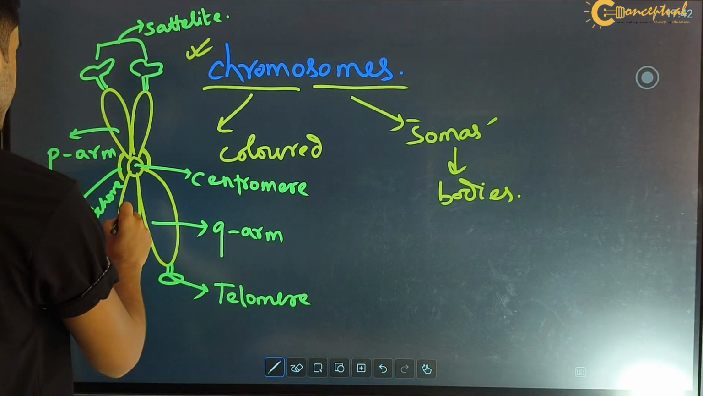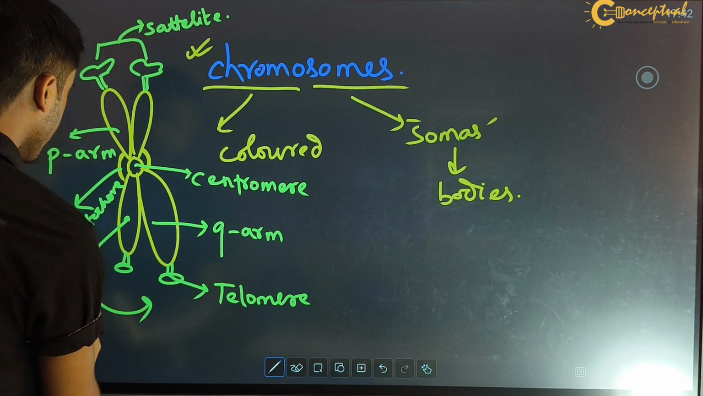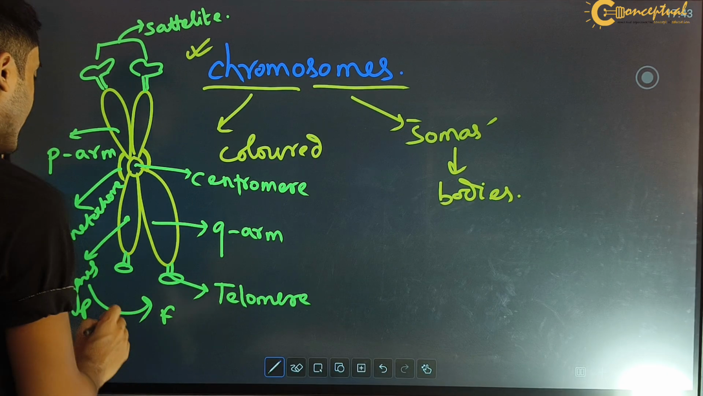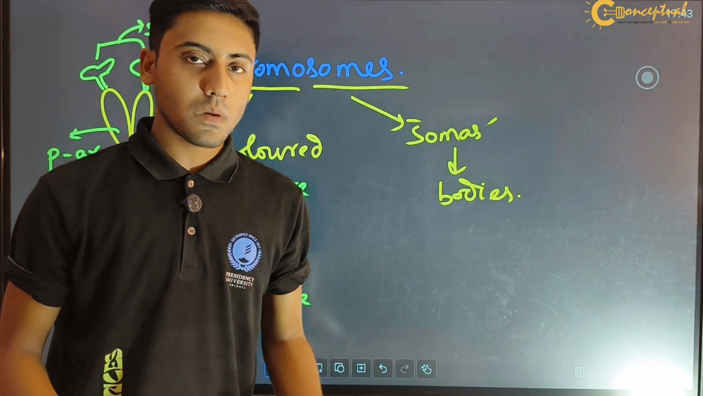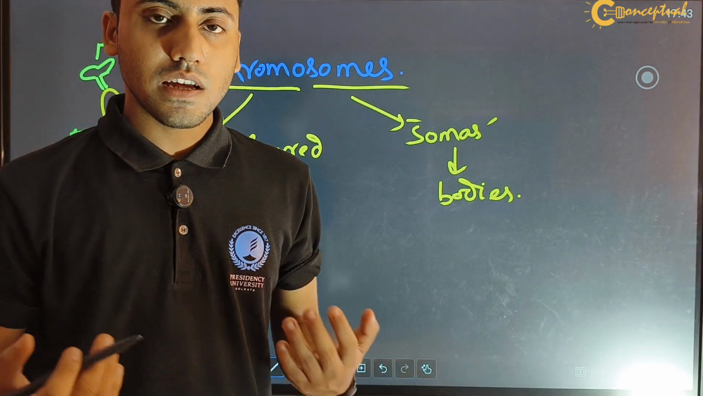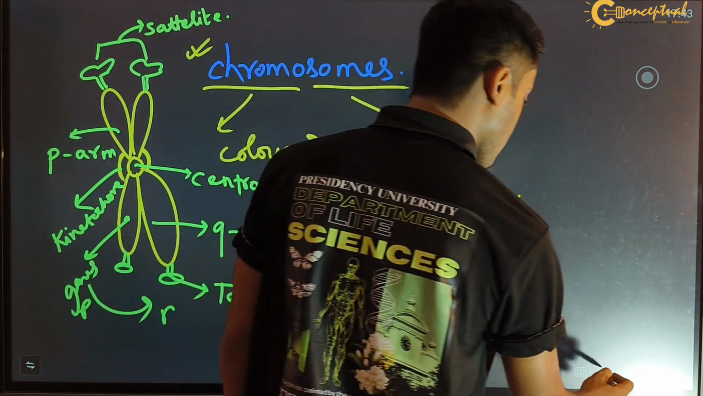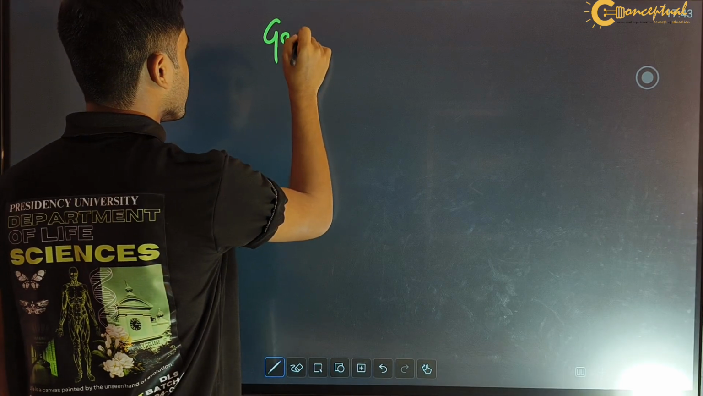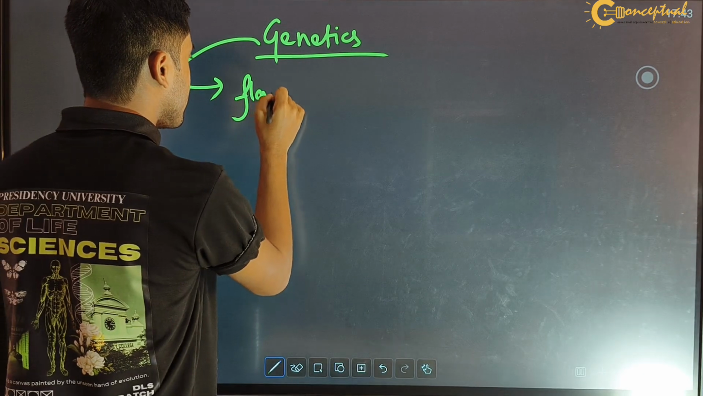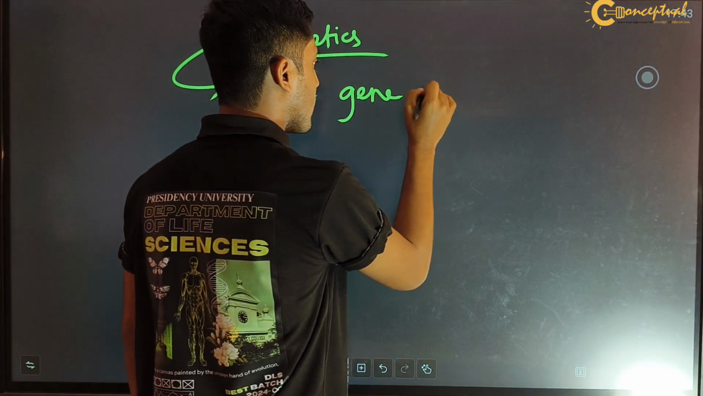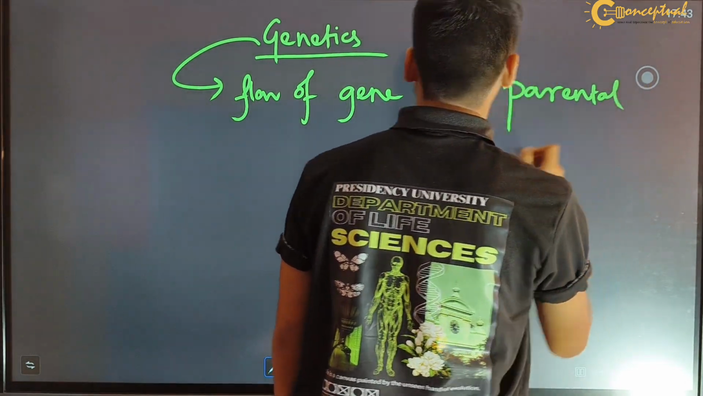Now, there are certain things which are known as genes, which are present in the chromosomes, which are transmitted from the parental to the filial generation, and that is the very reason why we would, to a certain extent, look like or inherit the characteristics of our parental generations, or that of our mother, our father, or the generations before that. So, what is genetics? Genetics is a study of flow of gene from parental to filial generation.